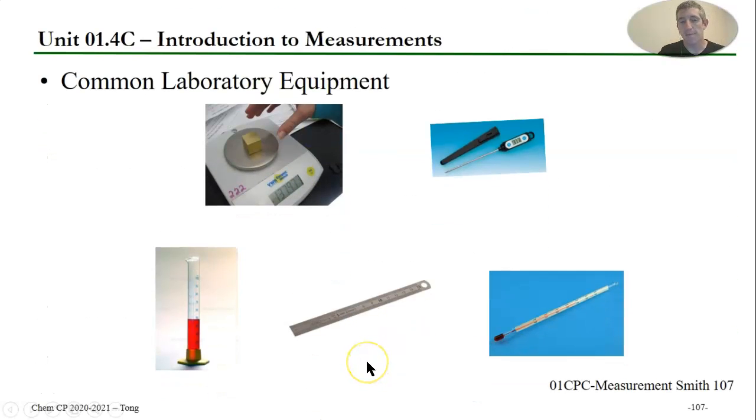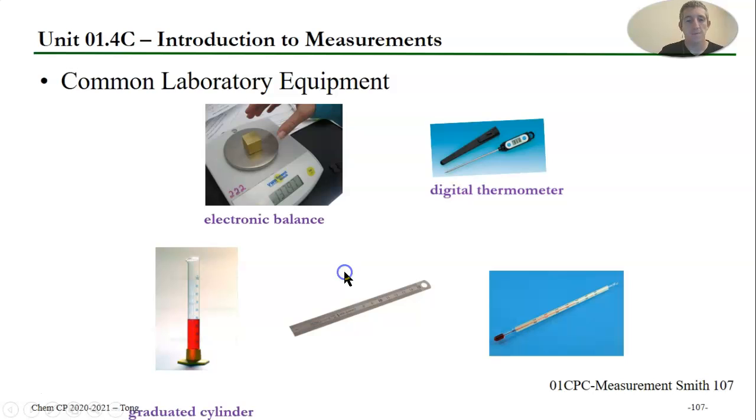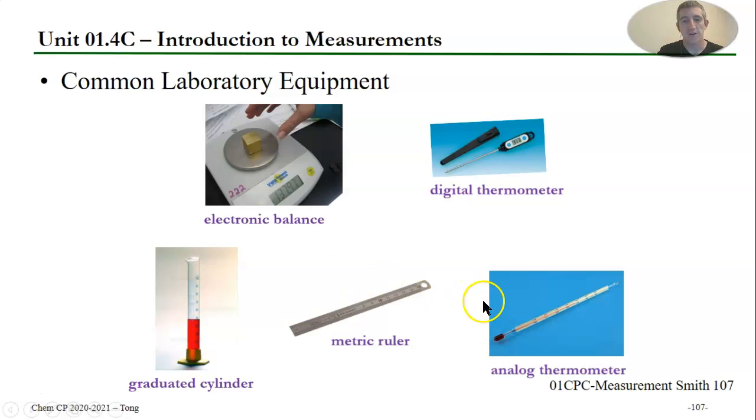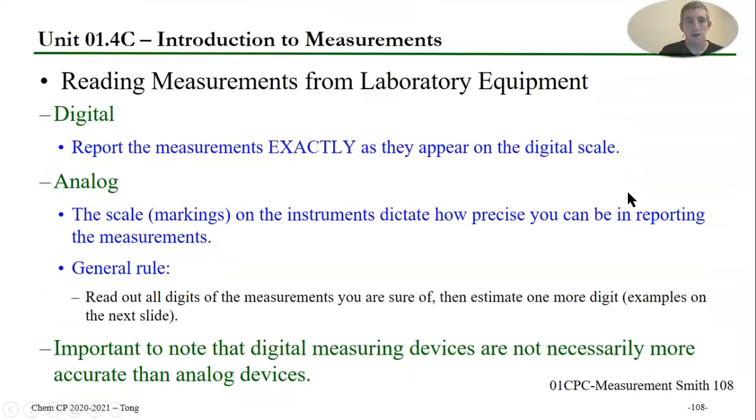So here is some lab equipment that you would find in most chemistry labs. We have an electronic balance to get the mass of things, a digital thermometer, graduated cylinders to measure volume, rulers to measure length, and analog thermometers to get the temperature without a digital thermometer. So we have two realms of devices to measure things.